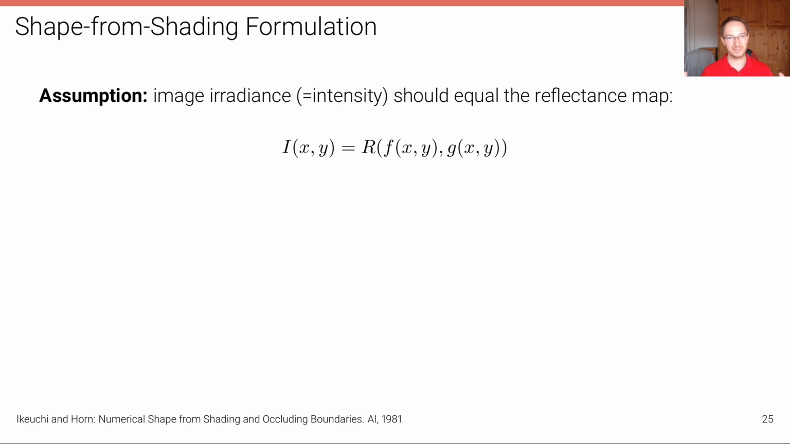So now we finally come to the shape-from-shading formulation. The assumption that we're going to make is that the image irradiance, or the intensity, abstracting away from all the measurement process, is the same as the intensity that we measure, the voltage that comes out at every pixel of the sensor plane, and should be equal to the reflectance map. We want this intensity that we measure to be the same as the reflected light.